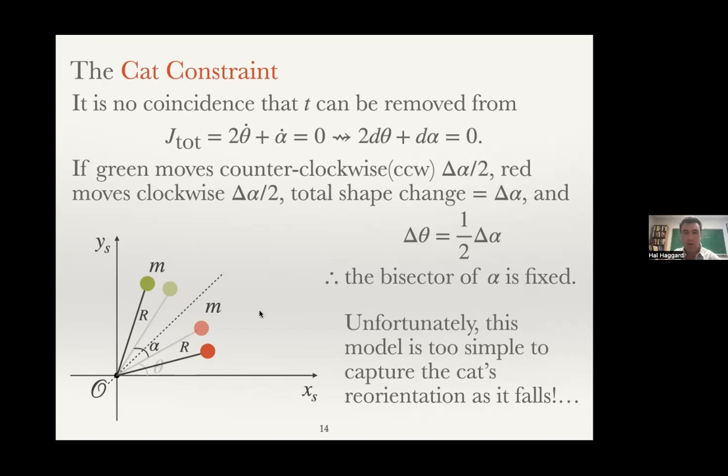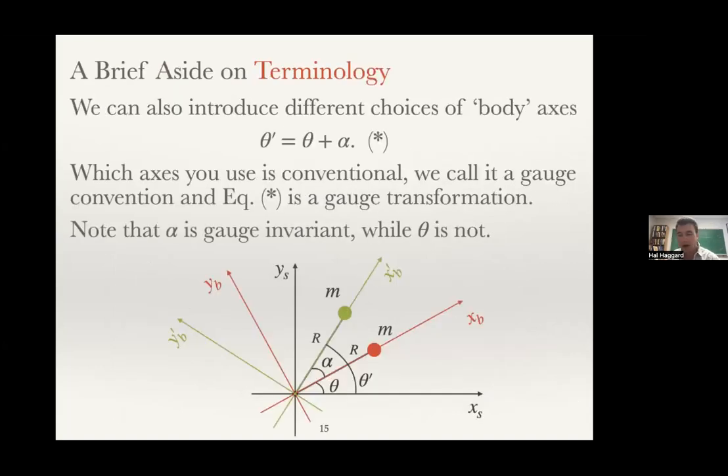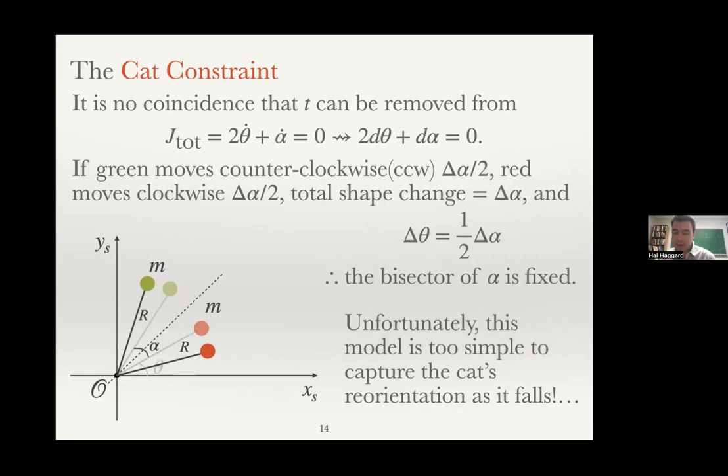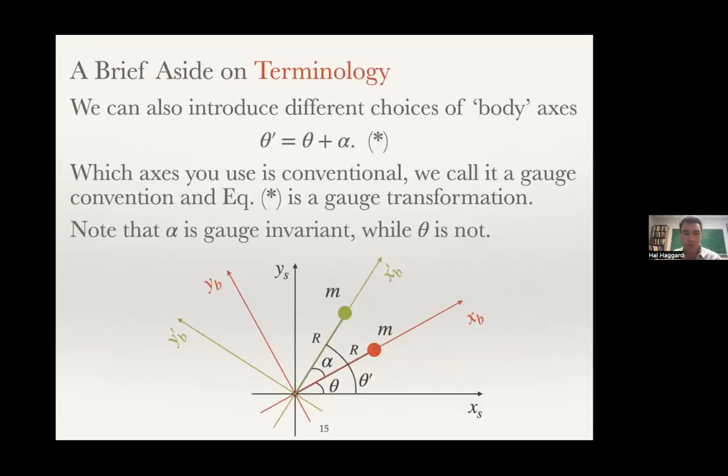All right, so what's our conclusion? Before we get to our conclusion about this model, a little bit more terminology is useful for gauge theory. We don't have to use the space axes that I started out with. My space axes are in dark gray here, and something that we often do in gauge theories is adopt other coordinate choices. So in the context of this cat problem, you could imagine a set of body axes, like the red axes. For the red axes, we choose the x-axis to go through the red mass.